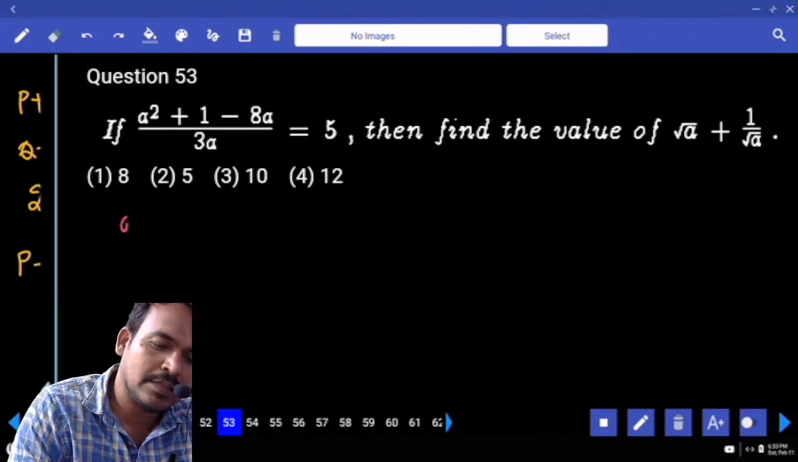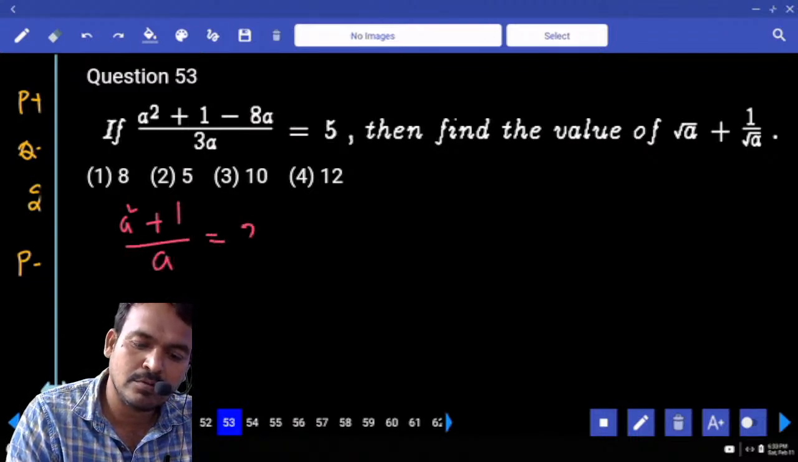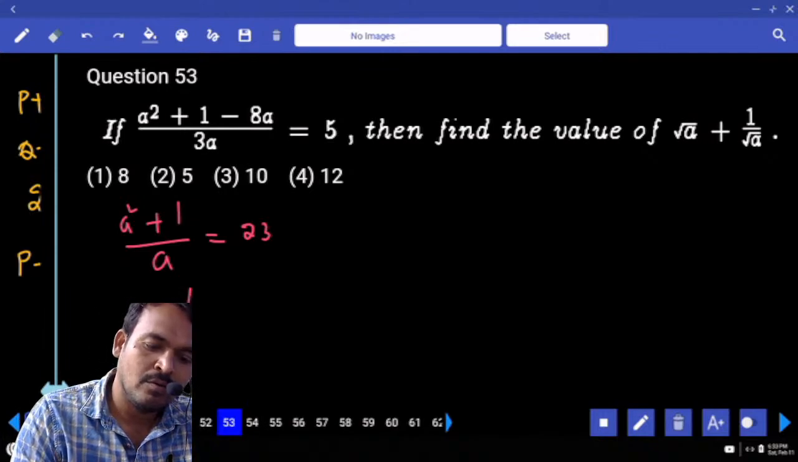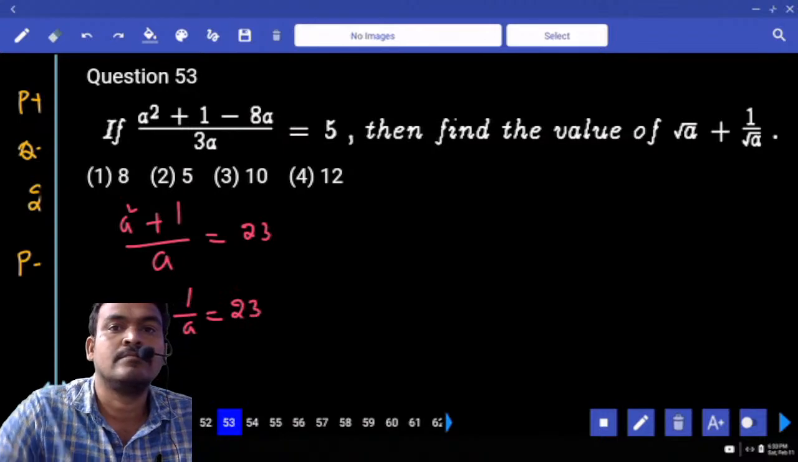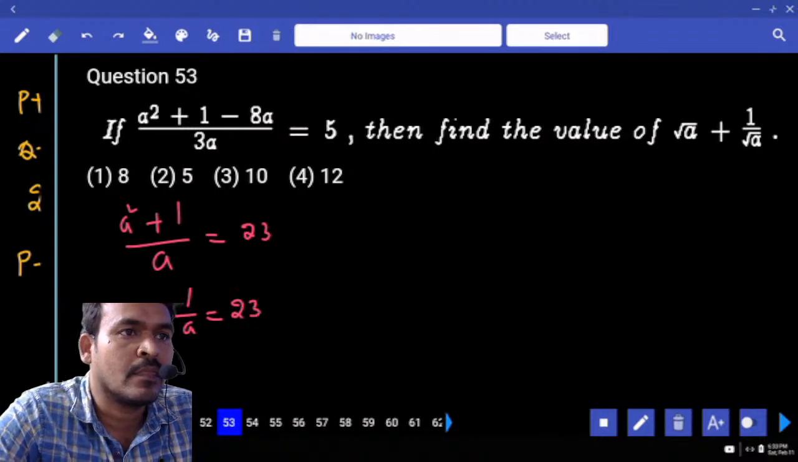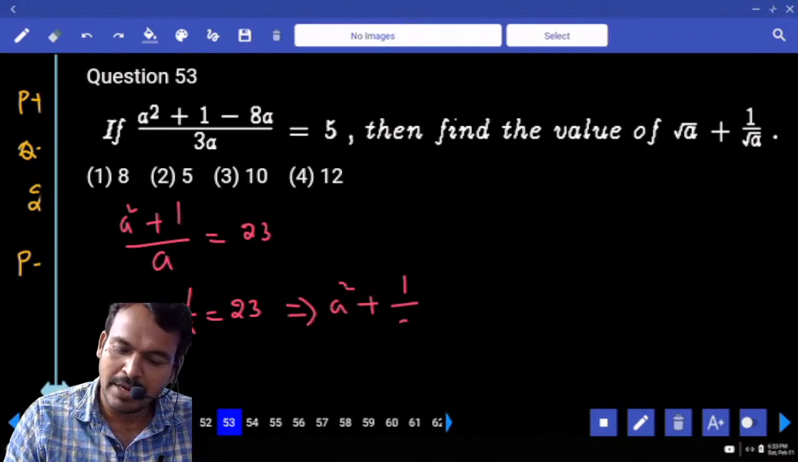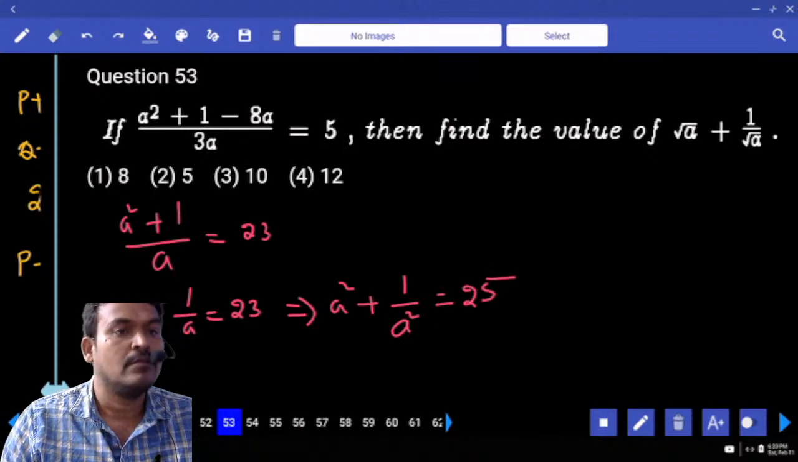Then we rewrite: (a square plus 1) by a equals how much? 23. This one we write as a plus 1 by a equals how much? 23, yes or no? This one again we write a square plus 1 by a square equals 25 or 4?